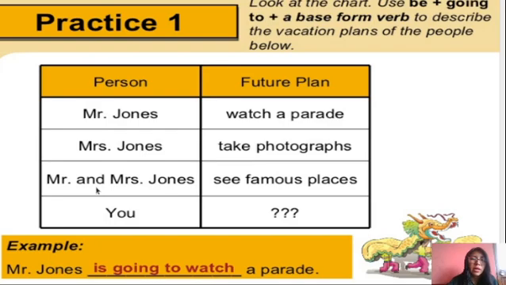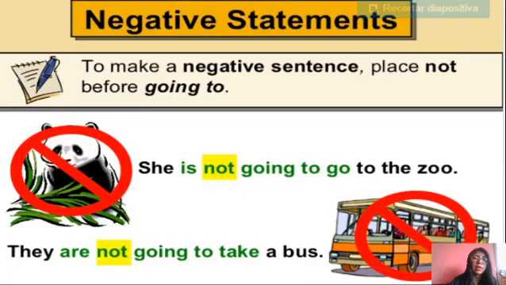In that part, Mr. and Miss Jones see famous places. In this case, my subject, they, is plural. Mr. and Miss Jones are going to see famous places. Okay, so that is a little simple. Okay, we are going to check negative statements. Okay, so pay attention. To make a negative sentence, place not before going to. Okay, that is simple.